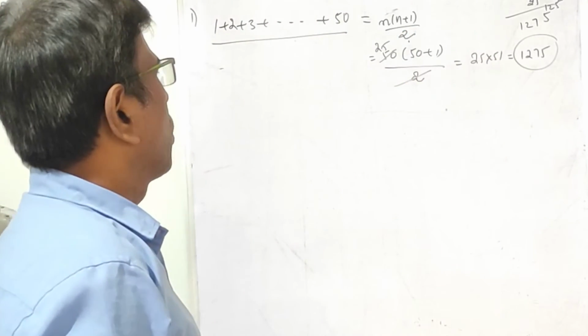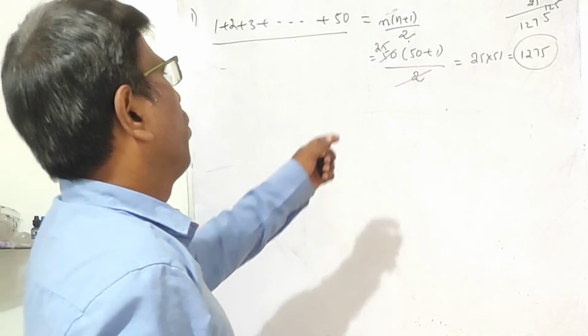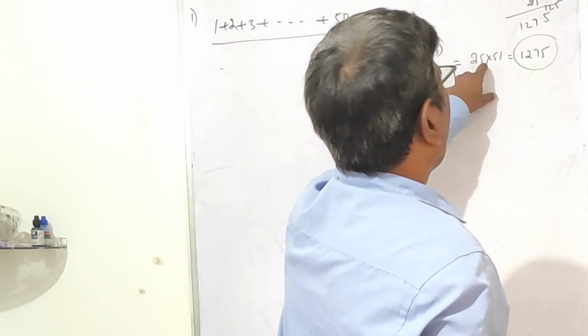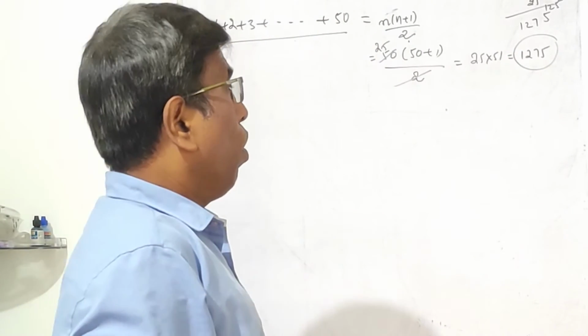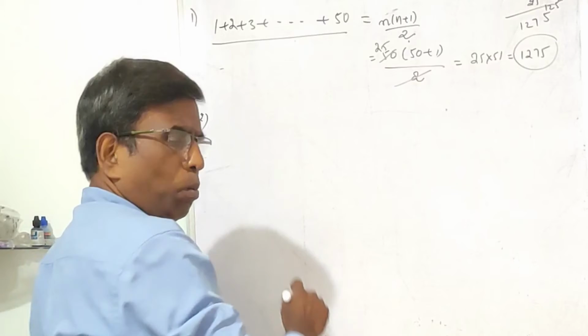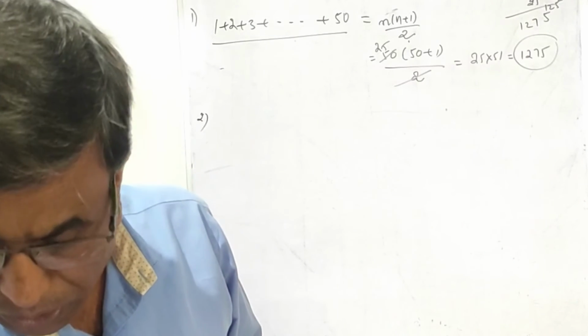And n into n plus 1 by 2: 50 into 50 plus 1 by 2, that is 25 times 51, which is nothing but 1275. This is the first question. Suppose the question is asking like this.